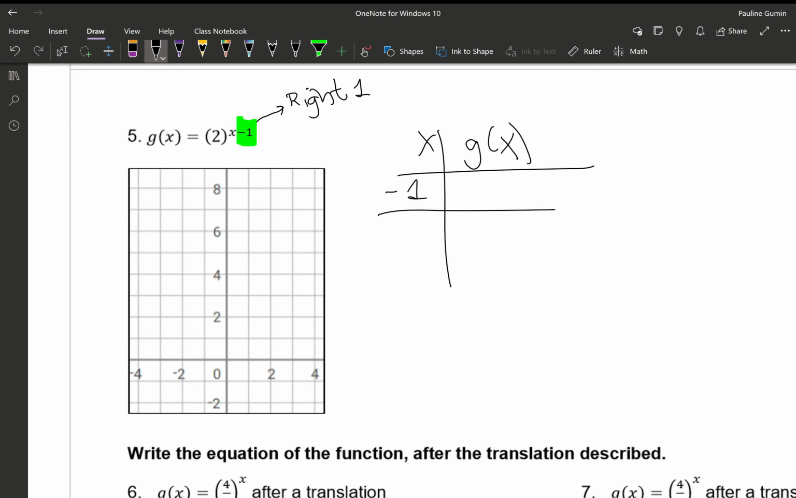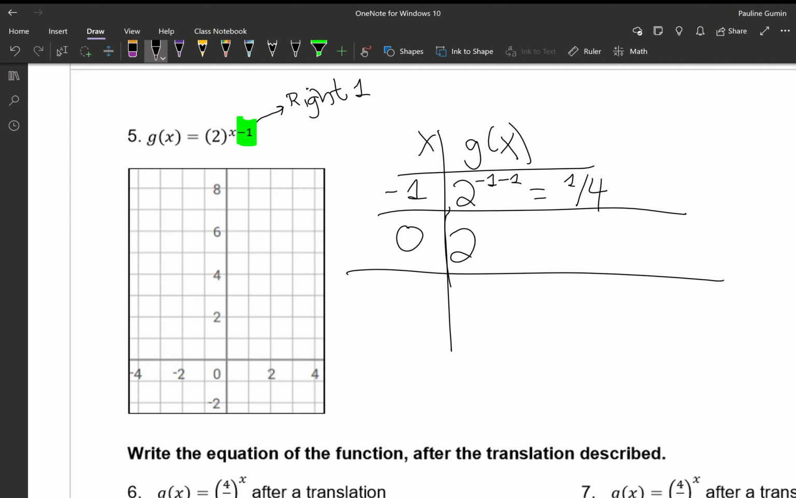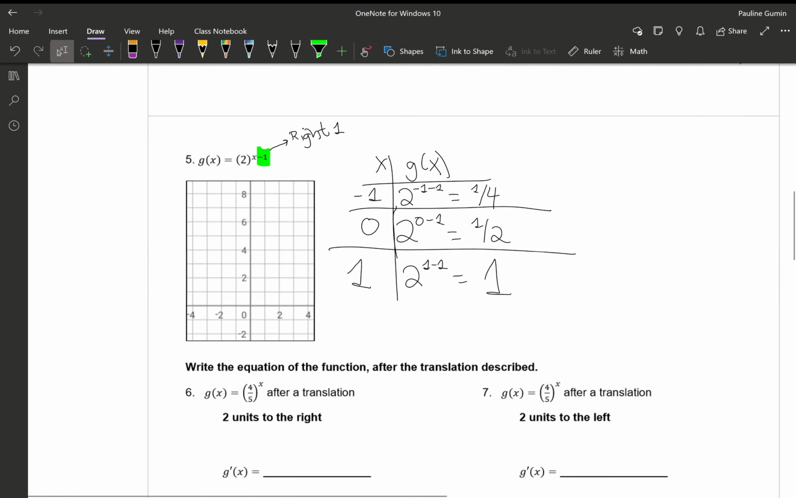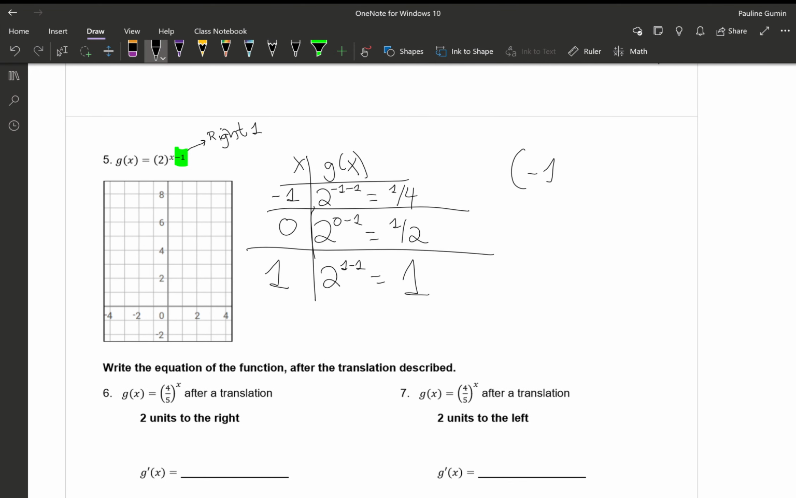Okay, so let's begin by plugging in negative 1. So 2 to the power of negative 1 minus 1 gives us 1/4. Let's plug in 0. 2 to the power of 0 minus 1 gives us 1/2. And finally, 2 to the power of 1 minus 1 gives us 1. All right, let's write down those 3 points. Negative 1, 1/4. This is going to be a little weird to graph. 0, 1/2, and 1, 1.